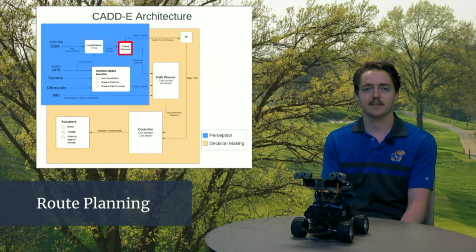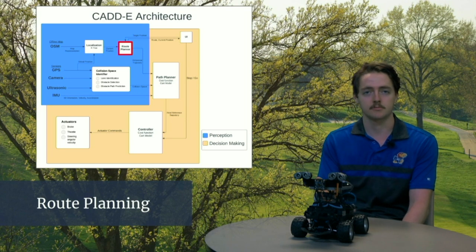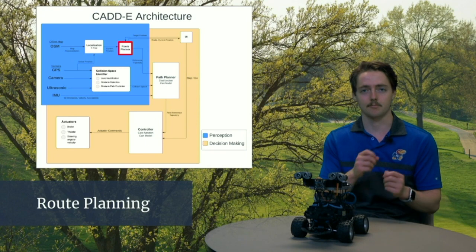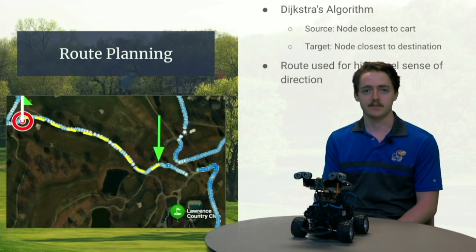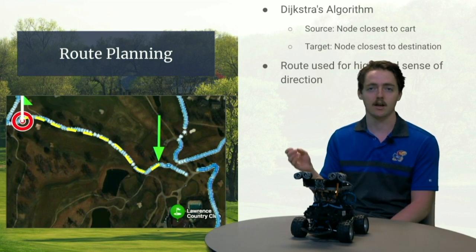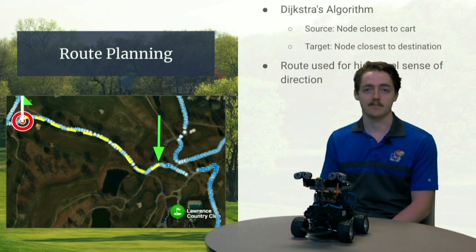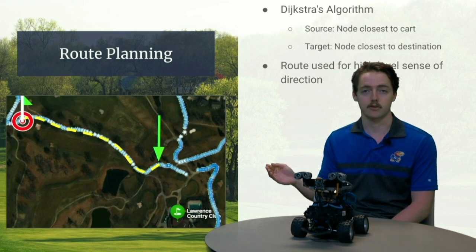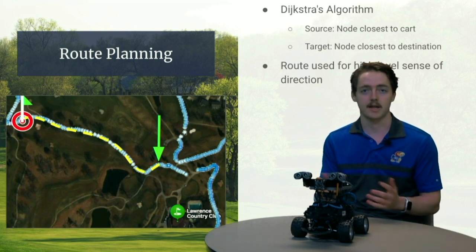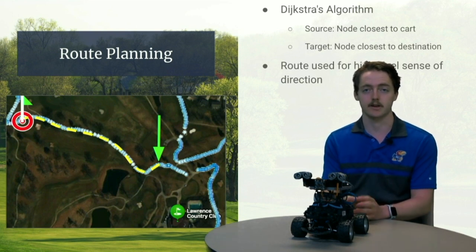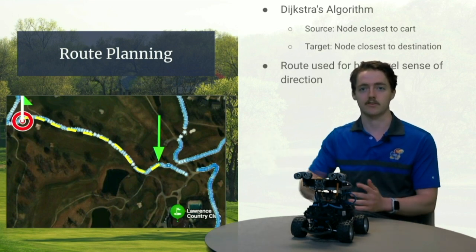The route planner takes CADD-E's location from the localization module, as well as the target destination from the UI, and generates a path from point A to point B. Because we've represented the map as a graph data structure, we can simply do this process by designating the source node as the node on the graph that's closest to the cart's location, and the target node as the node that's closest to the destination. And then we can run a simple route planning algorithm like Dijkstra's algorithm to generate a list of waypoints that will serve as our general trajectory for the next following steps.